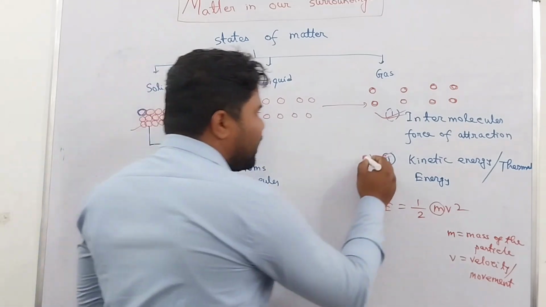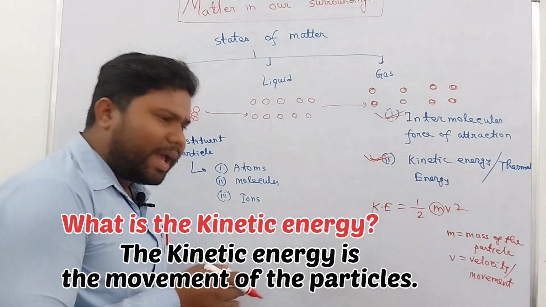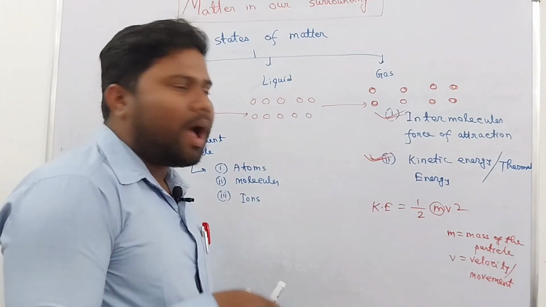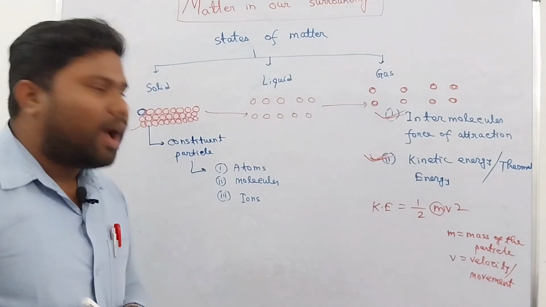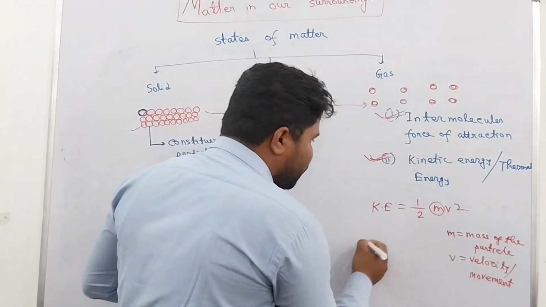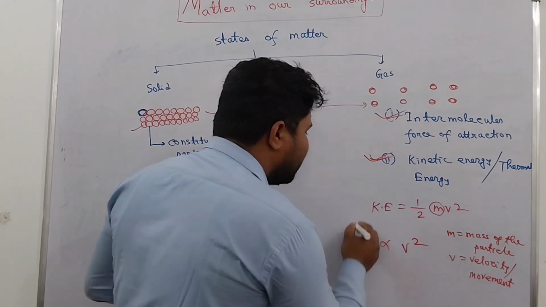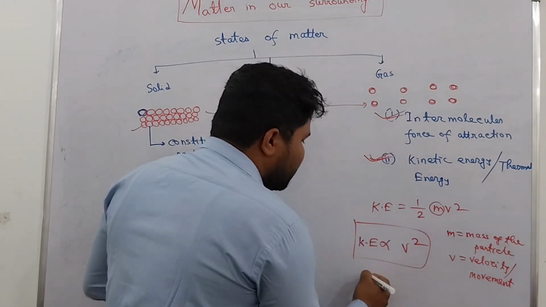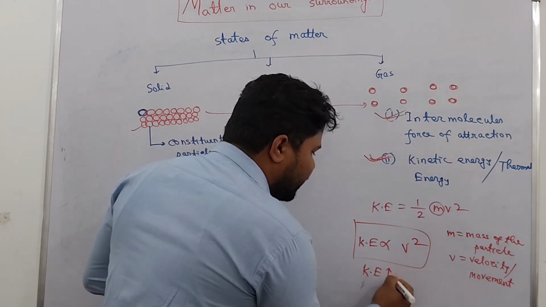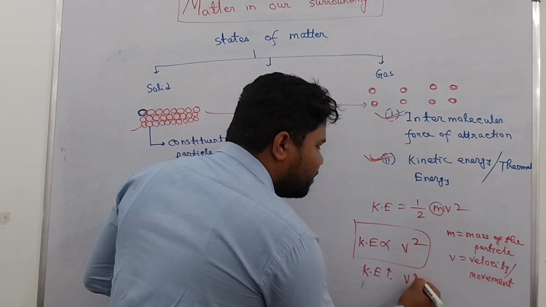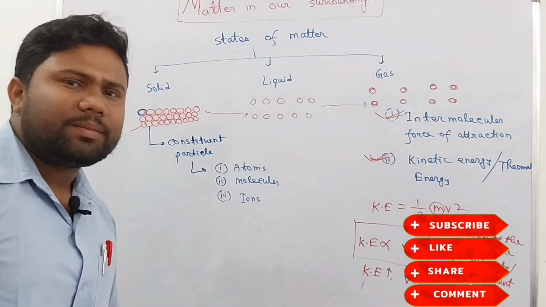And what is kinetic energy? Kinetic energy is the movement of the particles. Higher the movement of the particles, higher the kinetic energy of the particles. Achha, we can elaborate by using this formula. This kinetic energy is directly proportional to the square of the velocity. That means higher the kinetic energy, higher will be the velocity, and higher the velocity, higher the movement of the particles.